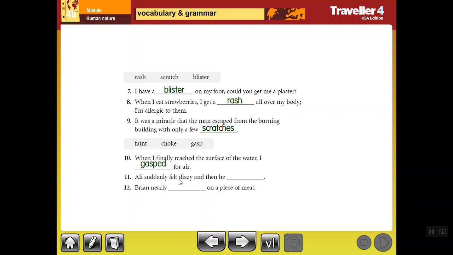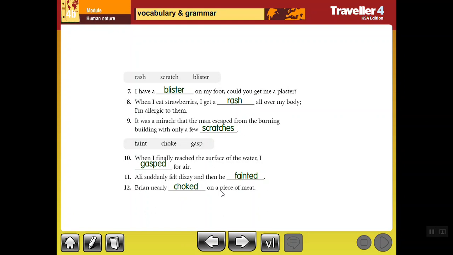Ali suddenly felt dizzy. دايخ دوار. Ali suddenly felt dizzy and then he fainted. He lost consciousness. He fainted. Brian nearly choked on a piece of meat. If a piece of meat stops inside your throat, you will, of course, choke. He choked on a piece of meat.